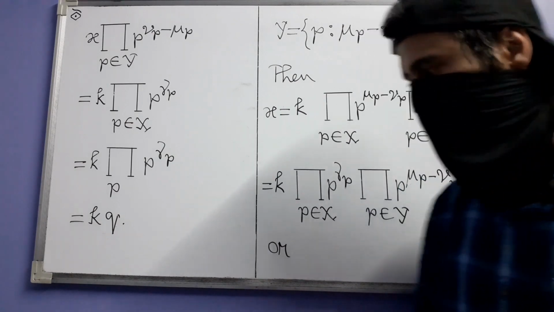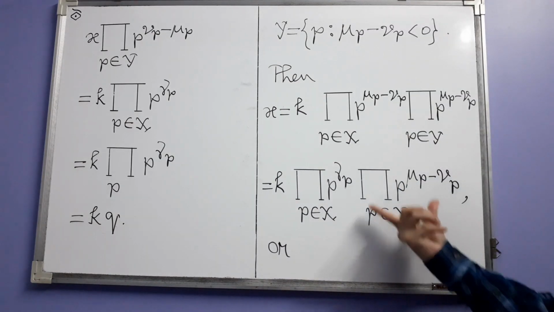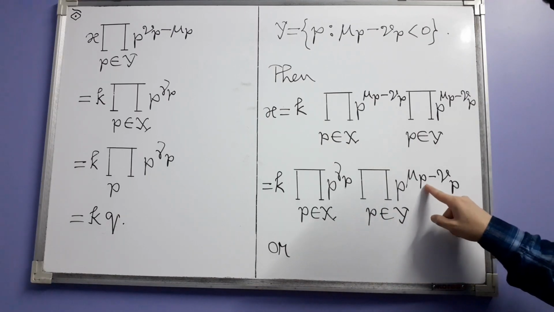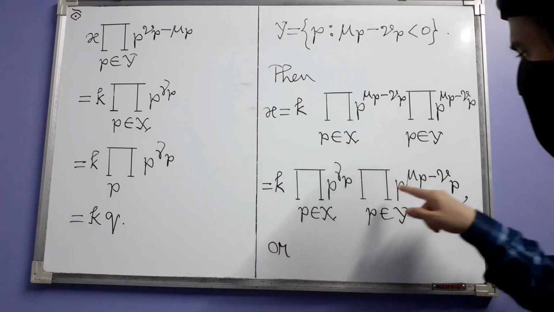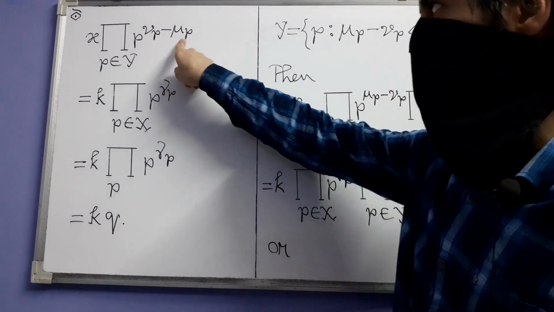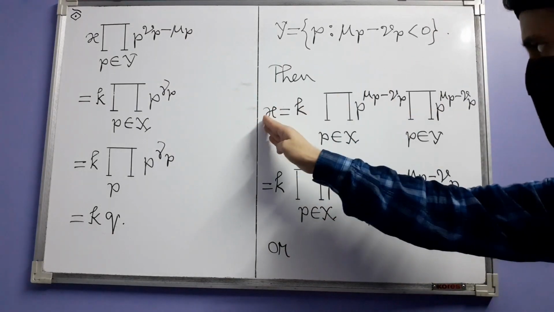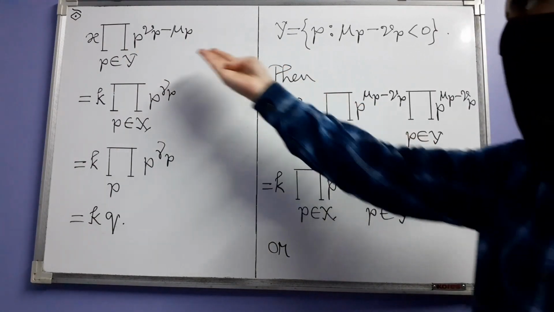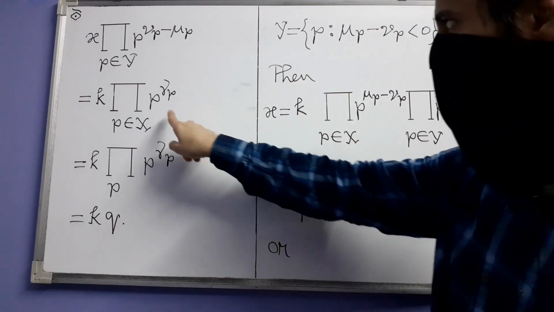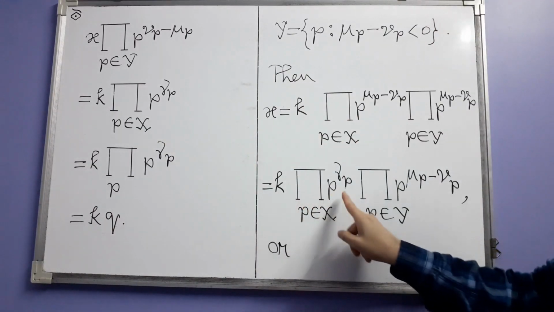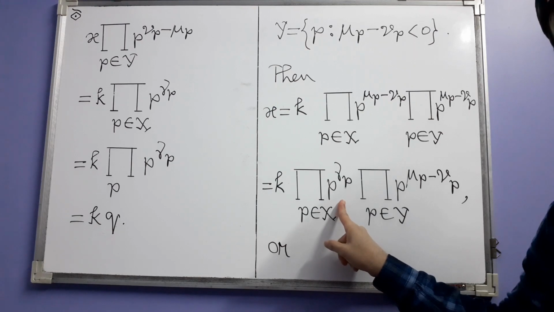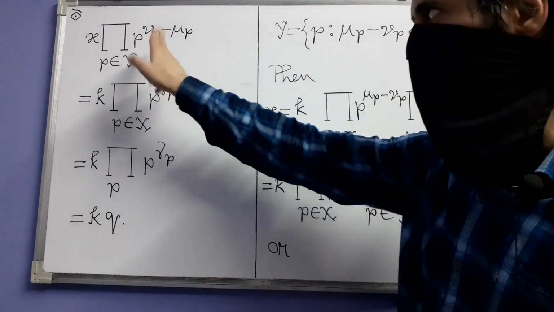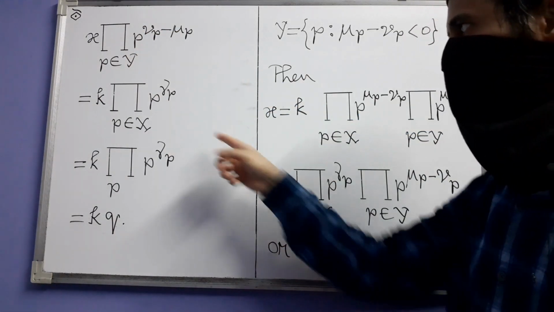So next what we do, we simply divide both sides by this second product. So all the exponents here will change sign. Mu p minus nu p will turn into nu p minus mu p. So x times the reciprocal of this is equal to k times this. So this has gone to that side and now looks like this. So x times that is equal to k times this.